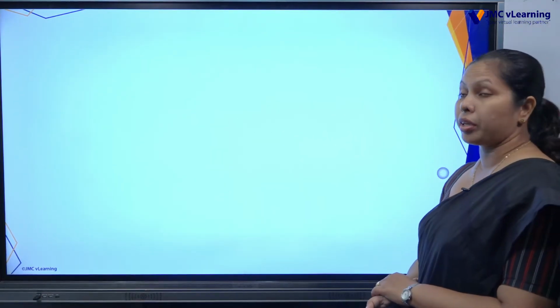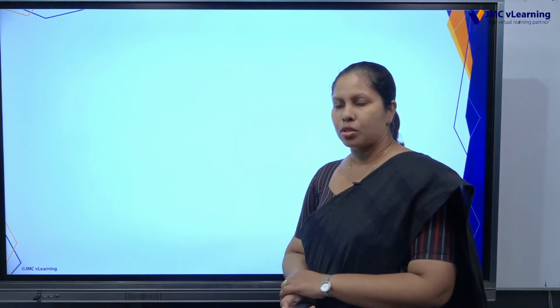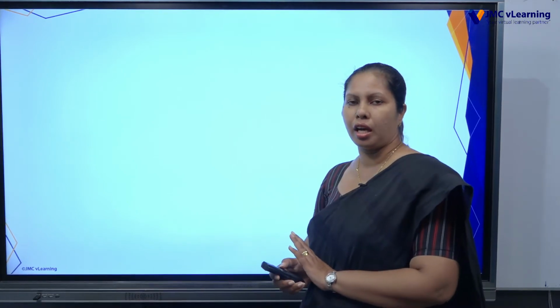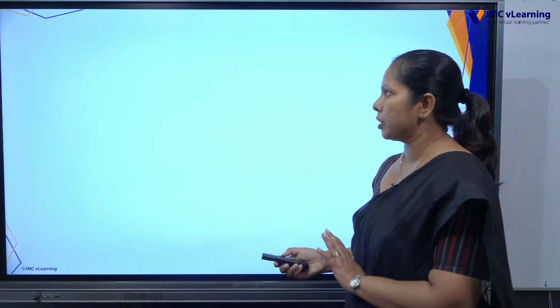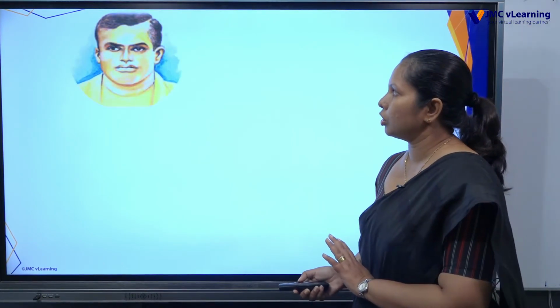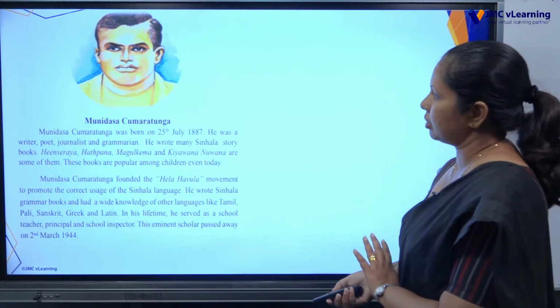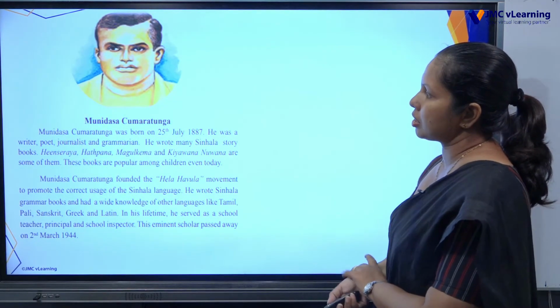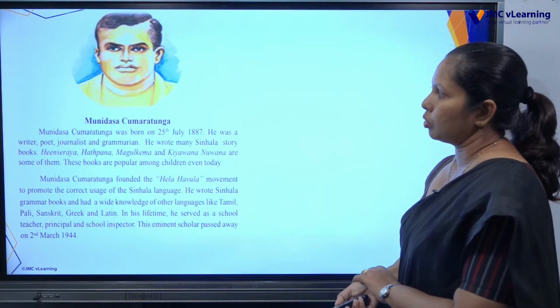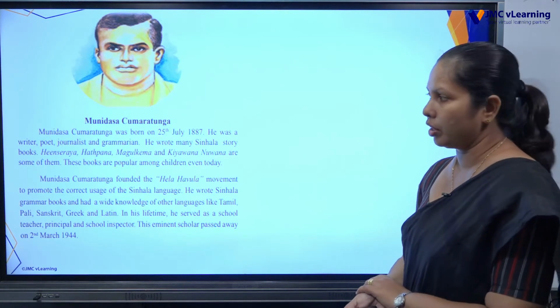Now we are going to read out about a famous character in Sri Lanka. So from this you will be learning how to write a description about a famous person. So in your pupils book on page number 58, they have given a description about Munidasa Kumaratunga. We will read it.